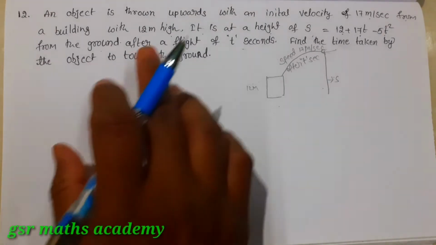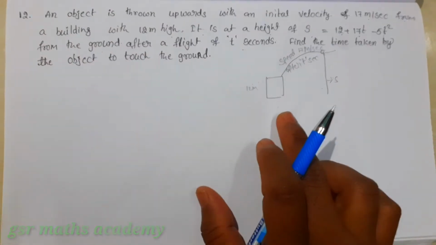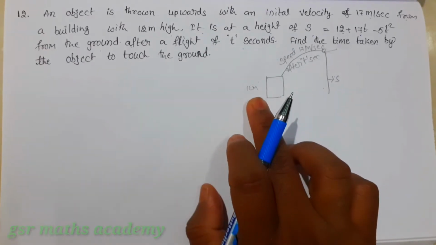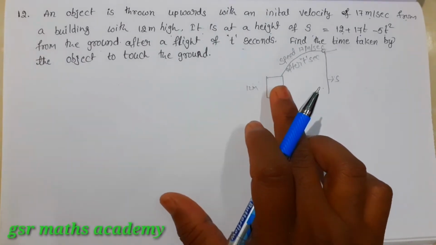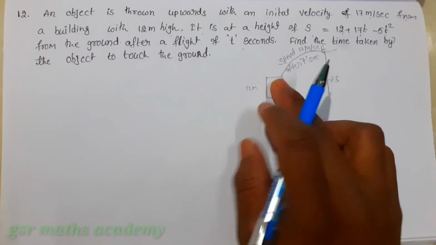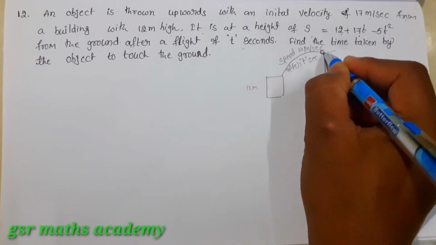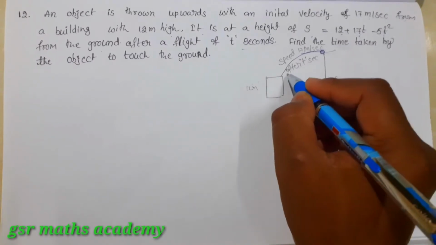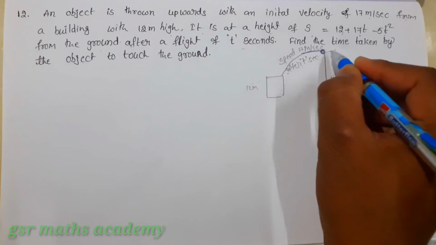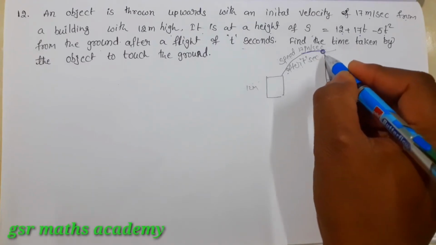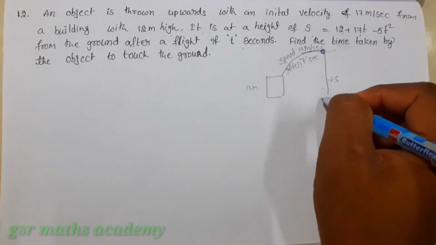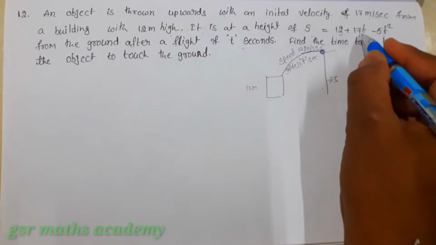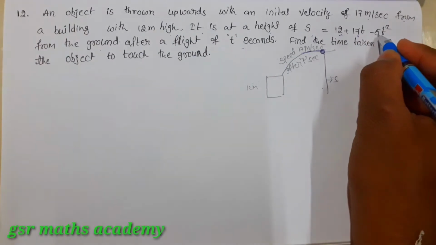Here, to understand this question, let us see the diagram. I have taken this part as a building whose height is 12 meters, and from the top of this building I have thrown an object with a speed of 17 meters per second. After t seconds, suppose it has reached this point. To find this height, we have an equation: s is equal to 12 plus 17t minus 5t square.